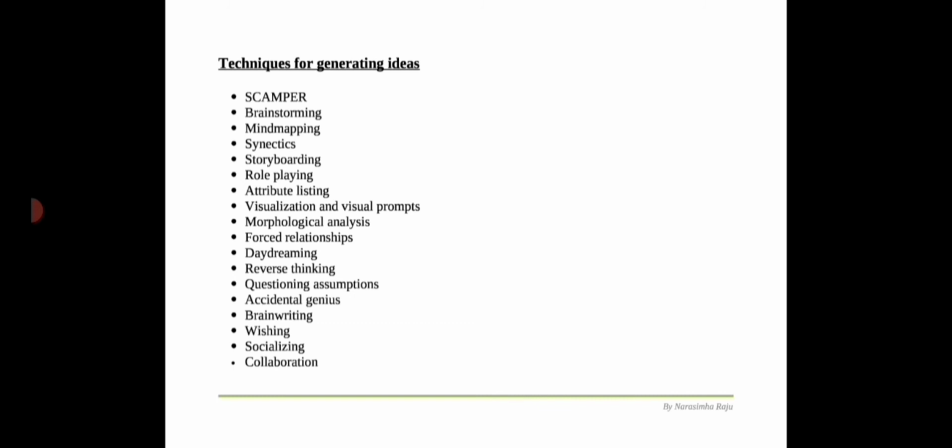And the next technique is forced relationships. It is an easy technique involving the joining of totally different ideas to come up with a fresh idea. Though the solution may not be strictly unique, it frequently results in an assortment of combinations that are often useful. A lot of products we see today are the output of forced relations. Most of these ideas may not be revolutionary discoveries, but they are still advantageous products and usually have a prospective market in society. And the next technique is daydreaming.